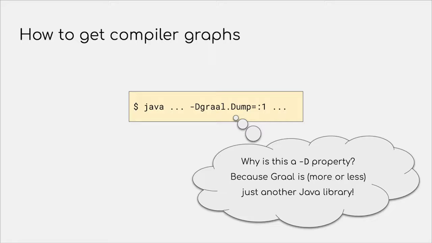And here's an interesting thing. Why is this a -D system property? Well, that's because Graal is more or less just another Java library, so you can communicate to it using system properties like you would any other Java library or application. And this then prints out the graphs when the compiler runs.